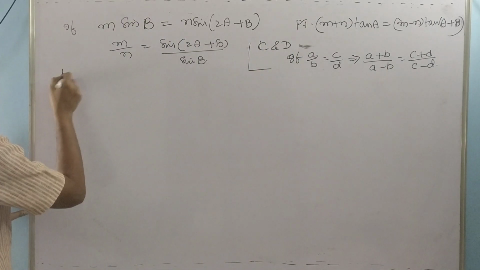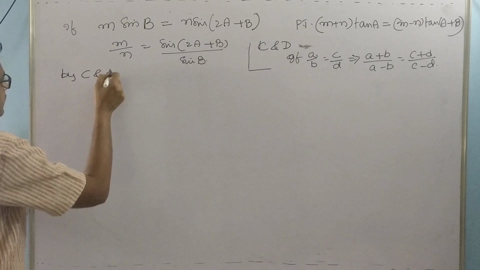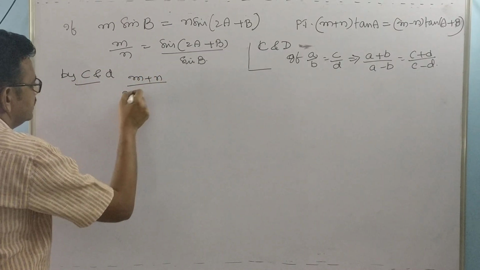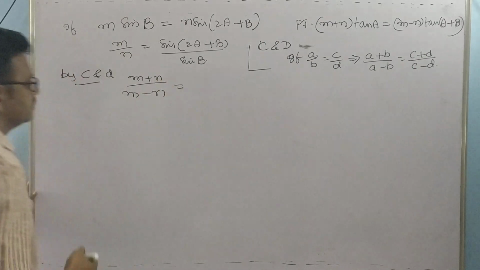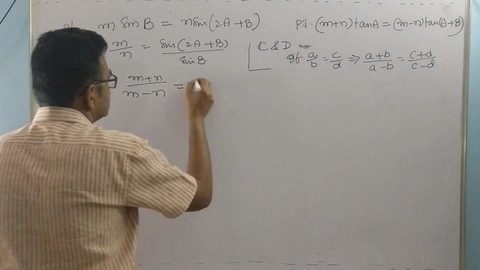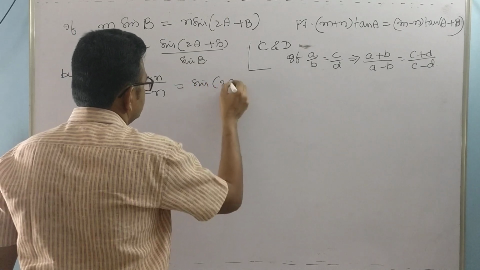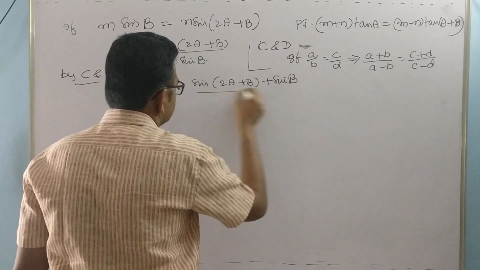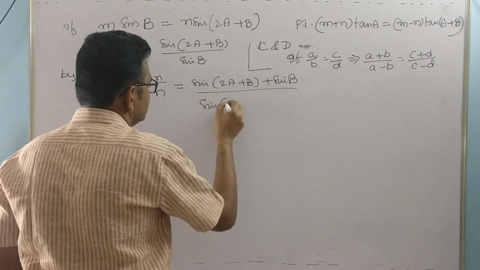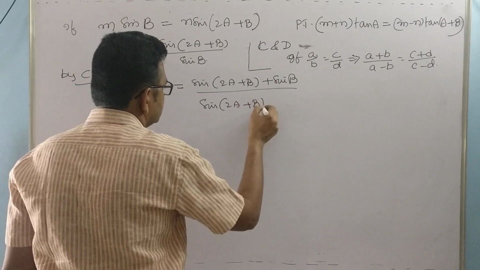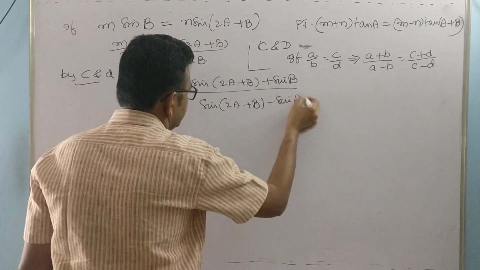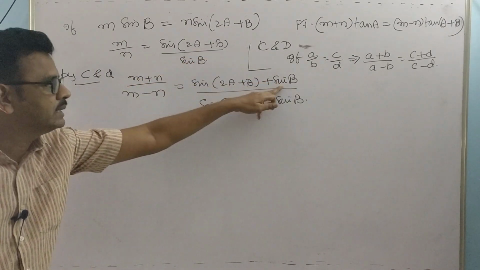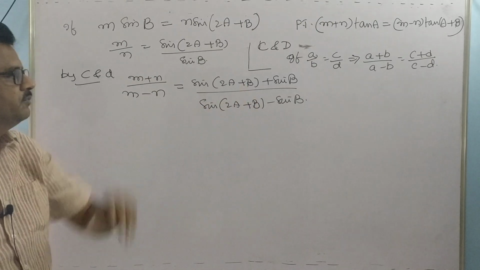Now by componendo and dividendo, (m plus n) by (m minus n) is equal to sin of (2a plus b) plus sin b, by sin of (2a plus b) minus sin b. Now again we are applying the formula of the sin c plus sin d by sin c minus sin d form.